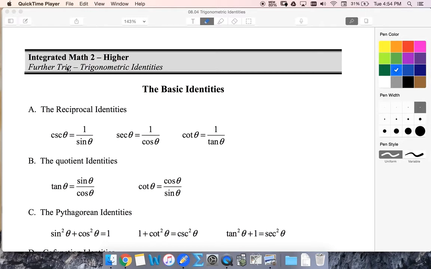So what we've got here is just a list of the basic identities, and we've seen some of these. So here's the quotient identity that we've seen a lot. Tan is sine over cosine. Pythagorean, sine squared plus cos squared equals 1.